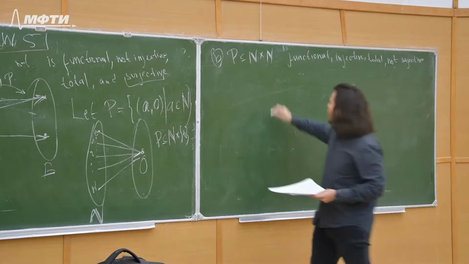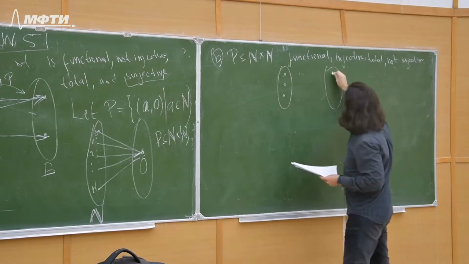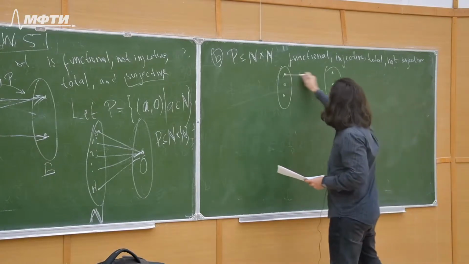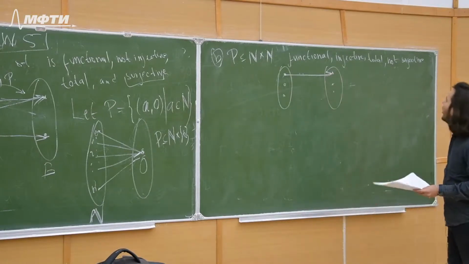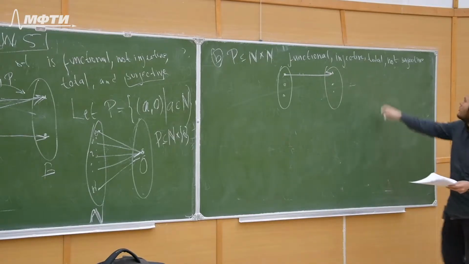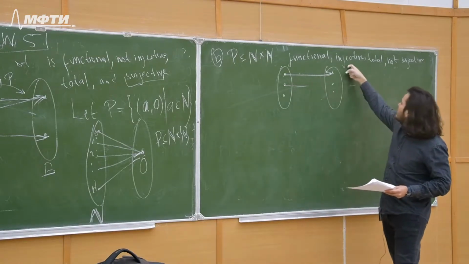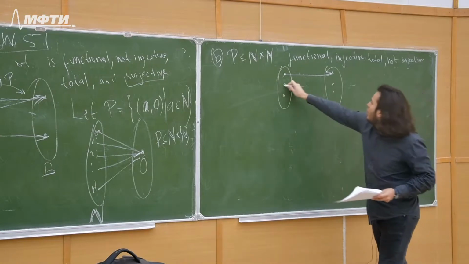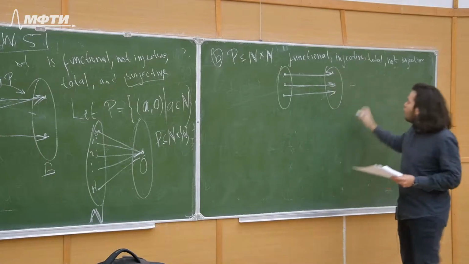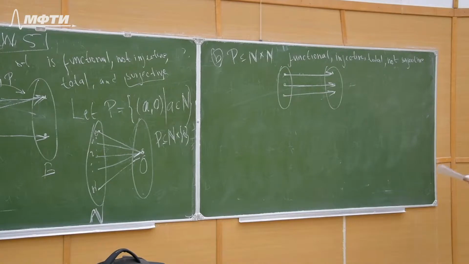So if we have again here 3, we have here 3. So we need it to be functional. This is functional. We need it to be injective. By now it is injective. Now we need it to be total. So from all of them we have an arrow. But since it is injective, it can go like this. So this is functional, injective, and total. And we are left with not surjective.